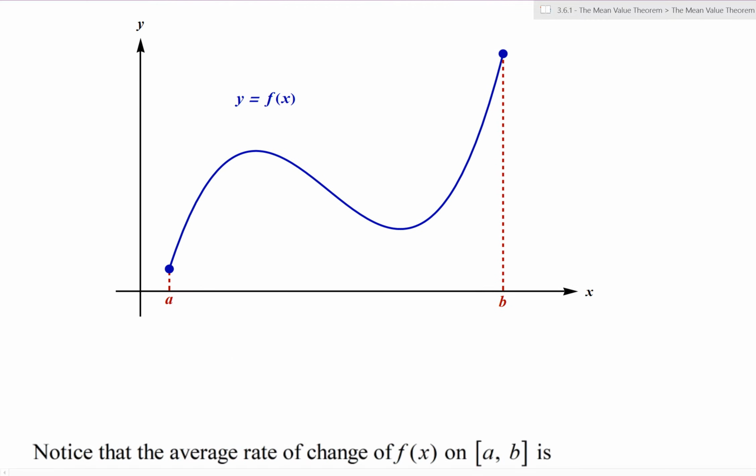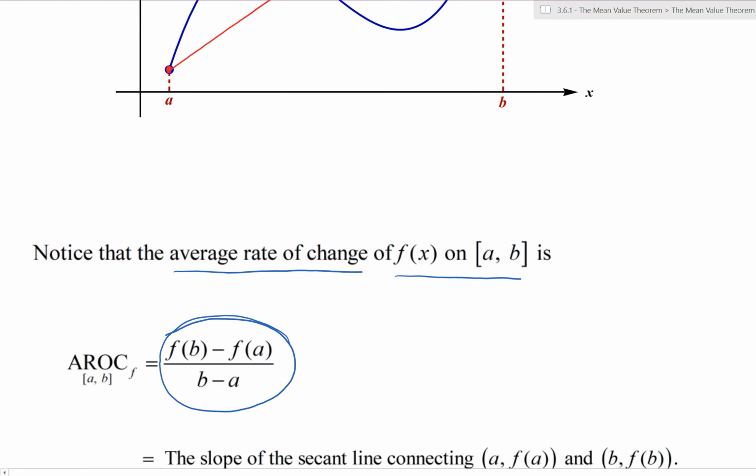So if we go to this graph right here and we just draw a line connecting the two endpoints like so, that line right there has slope equal to f of b minus f of a over b minus a, and that's the average rate of change of the function f over the interval a to b. So just refreshing our memory here.